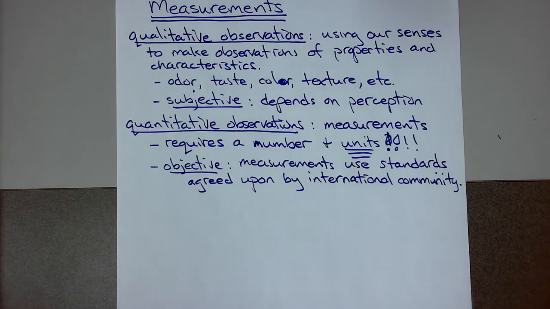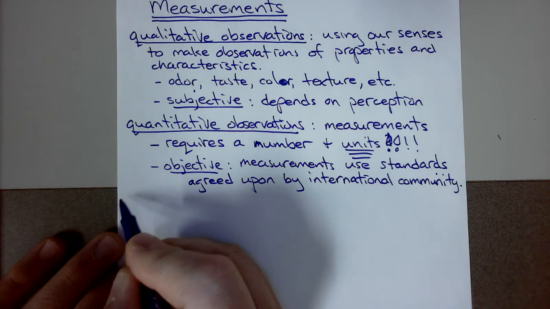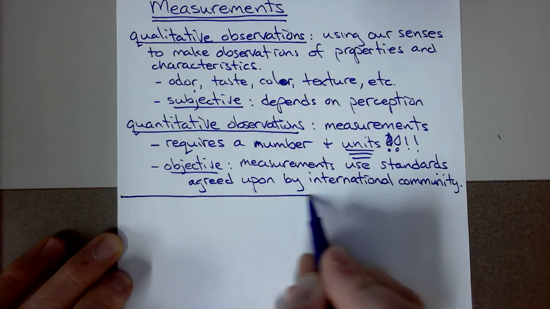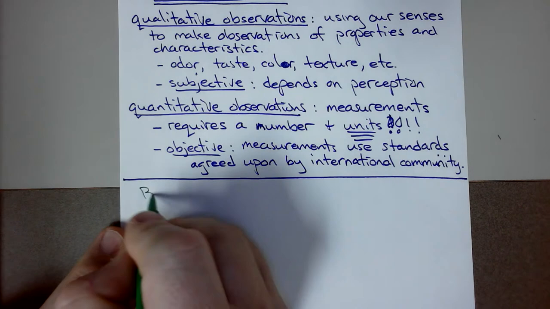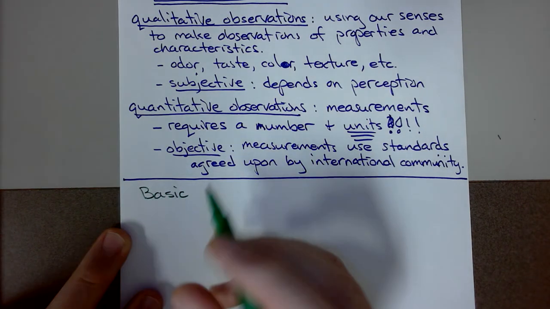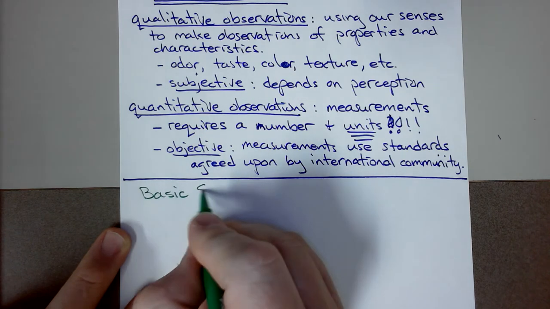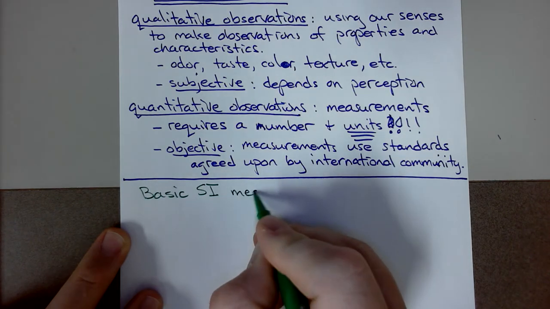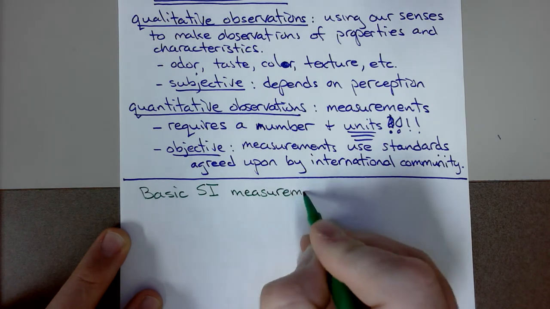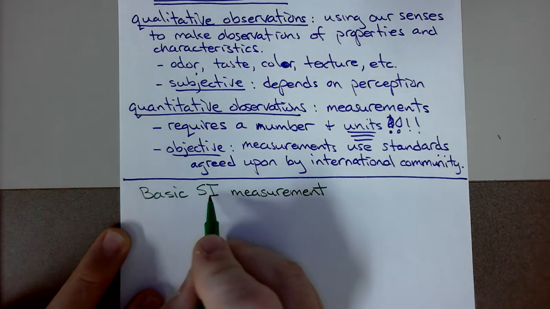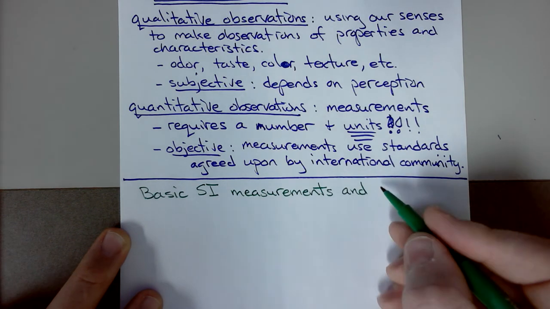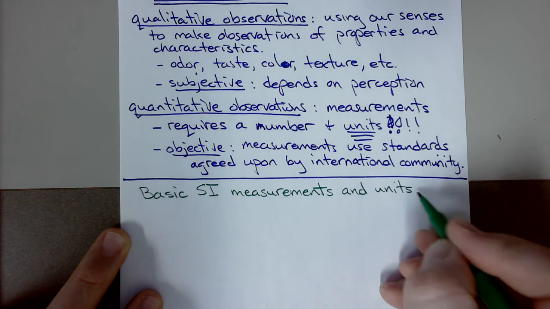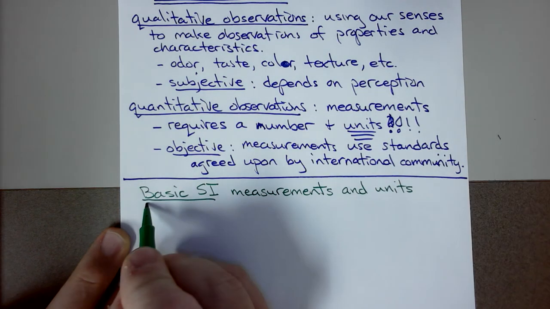Now, since we talked about measurements, let's discuss the basic international measurements that occur. So we have basic SI measurements and units. SI stands for Standard International. So let's talk about those basic ones. And what I mean by basics are the ones that you do not have to do any calculations for. You can do direct measurement of.